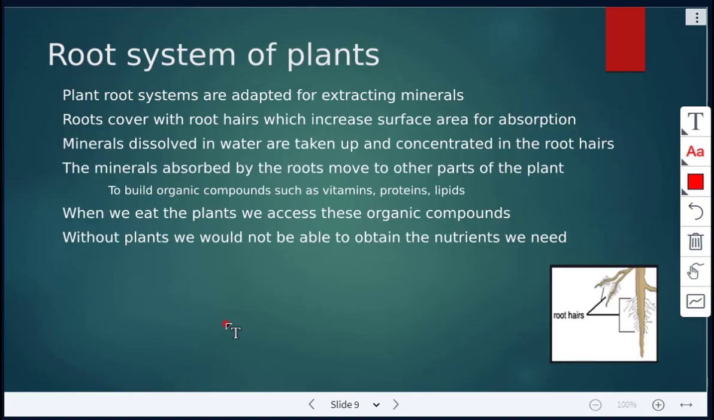All right, so the plant root systems are adapted for extracting minerals. Roots are covered with root hairs that increase the surface area for increased absorption. Minerals that are dissolved in water are taken up and concentrated in the root hairs. The minerals that are absorbed by the roots then move to other parts of the plant, and there they will build organic compounds such as vitamins, proteins, and lipids. So when we eat the plants, we are able to access those organic compounds, and without plants, we wouldn't be able to obtain the nutrients that we need.